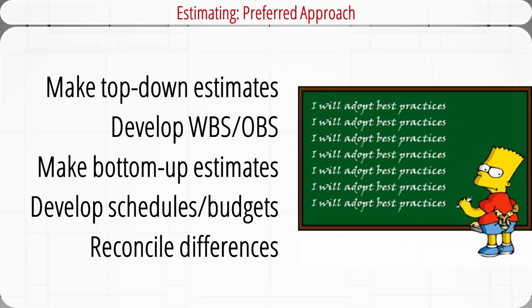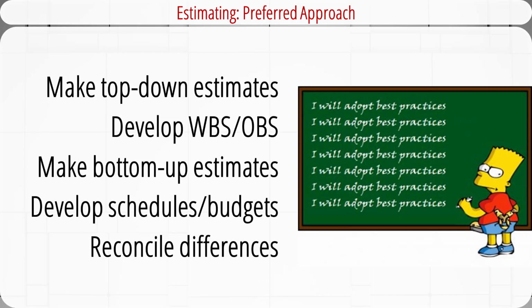Estimating is usually not a one-shot effort. Good practice is to follow these 5 steps. First, make rough top-down estimates. This is because sometimes much of the information needed to derive accurate time and cost estimates is not available in the initial phase of the project. For example, the design is not finalized yet.